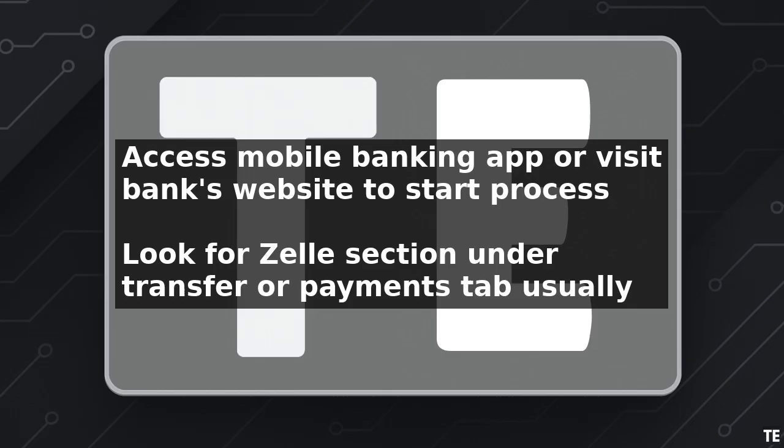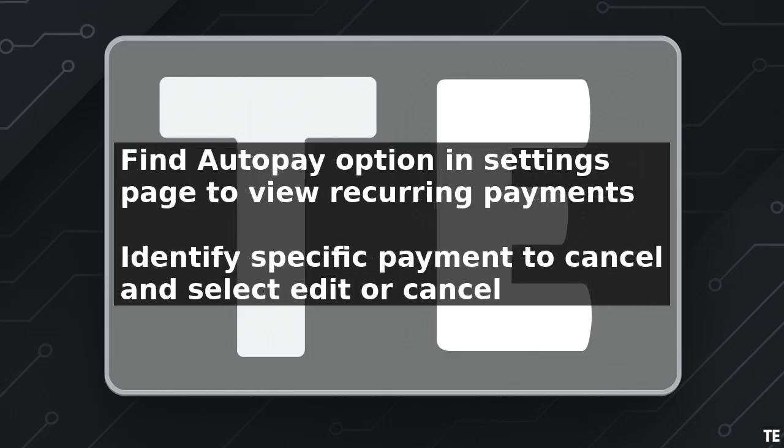In the Settings page, you will find the Autopay or Recurring Payments option. Click on this option to view a list of all your recurring Zelle payments. Identify the specific payment you want to cancel and select the Edit or Cancel option next to it.